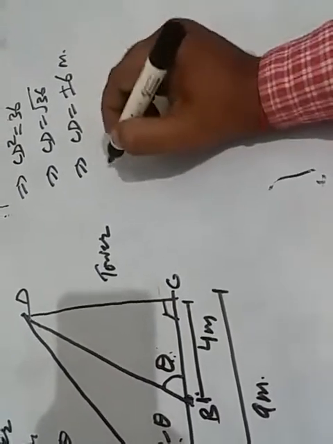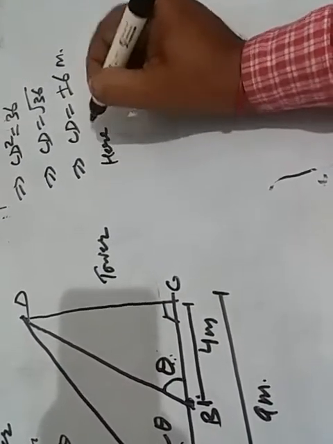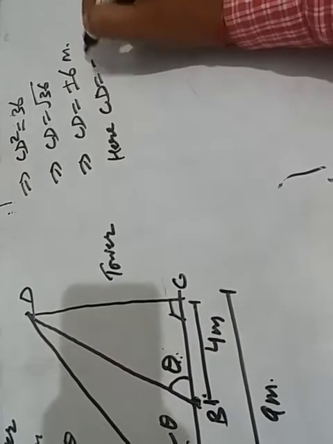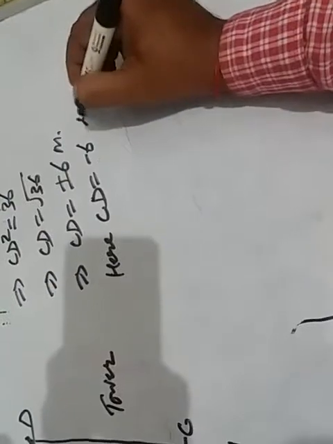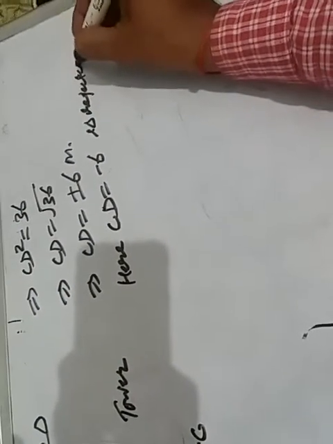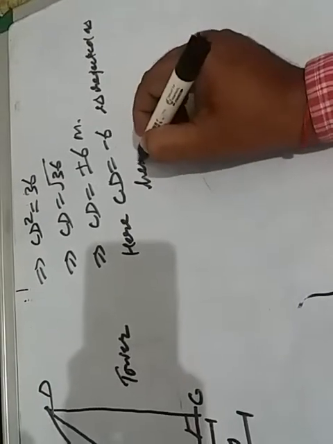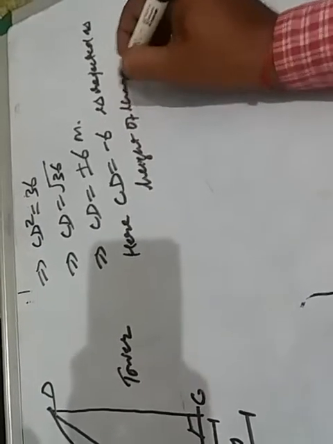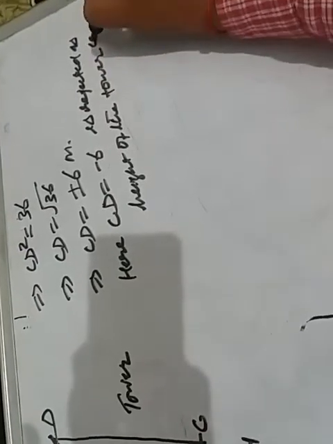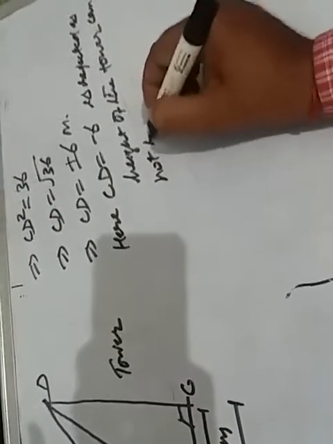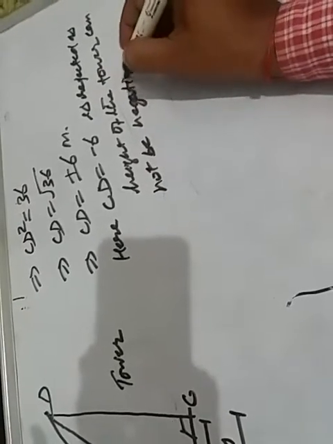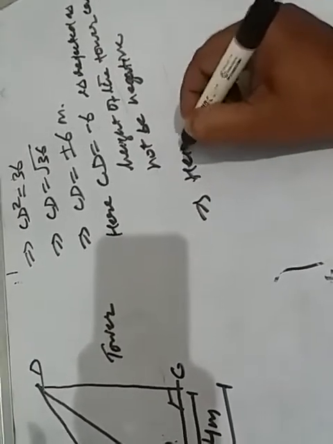Okay, so here CD equal to minus 6 is rejected as the height of the tower cannot be negative. This implies that height of the tower CD equal to 6 meter, and that we have proved, children.